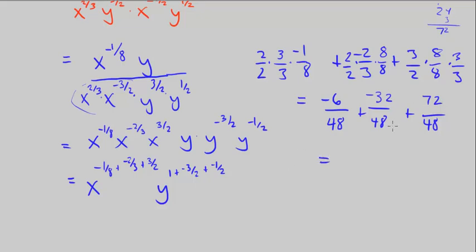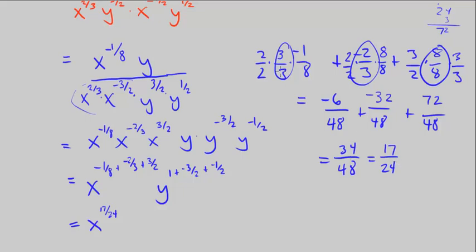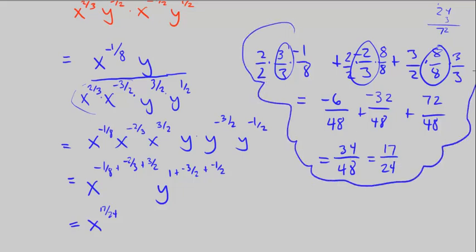Okay? So now we just add these up. So 72 minus 32 is 40. 40 minus 6 is 34 over 48. Okay? We could divide the numerator by 2 and the denominator by 2. We get 17 over 24. Well, that was a lot of simplification just to get x to the power of 17 over 24. So we added these three, and we get 17 over 24. Okay, so let me bubble that.